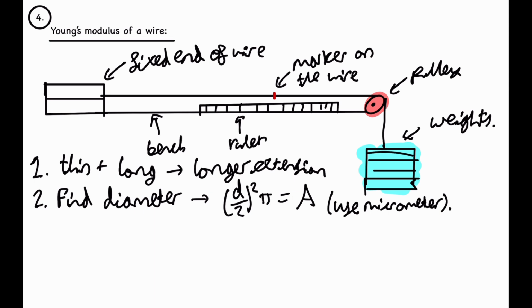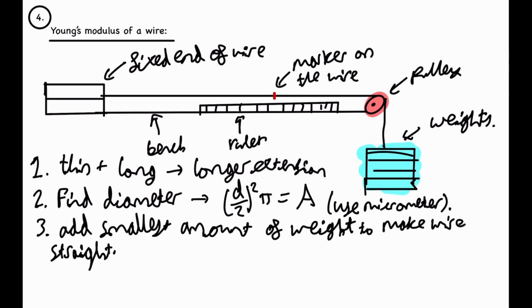Then the next part is to make sure that the wire is fully extended by adding the smallest amount of weights that makes the wire go straight. Then we would have to measure the distance between the fixed end and the marker on the wire. This would be the unstretched length, given that we've used the smallest amount of weights to make the wire straight. So the distance between here and here would be our unstretched length. So point 4, find unstretched length.